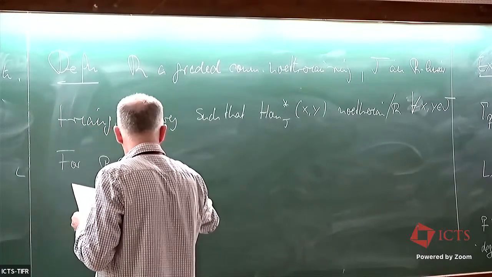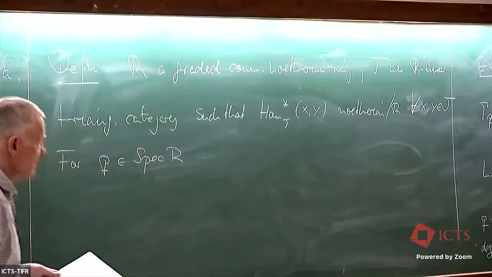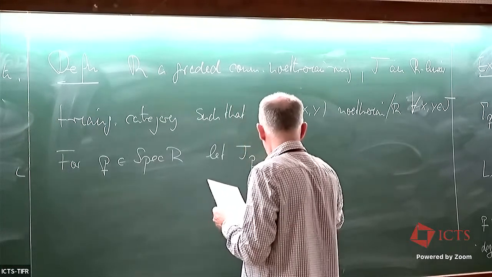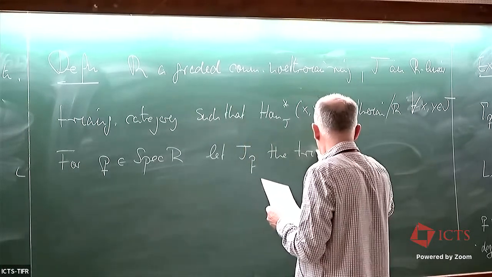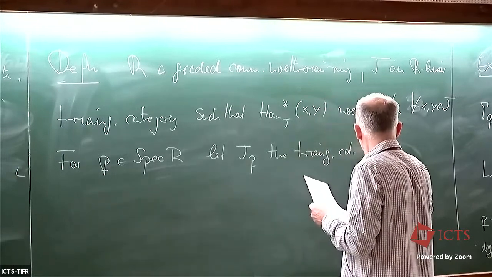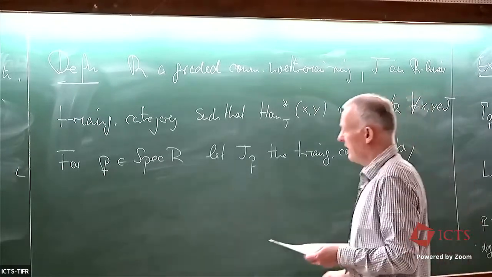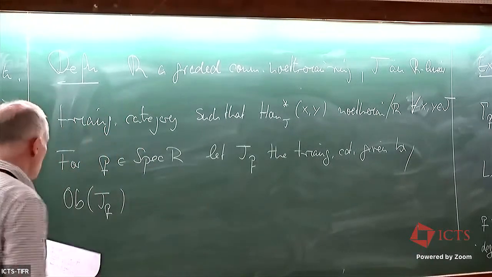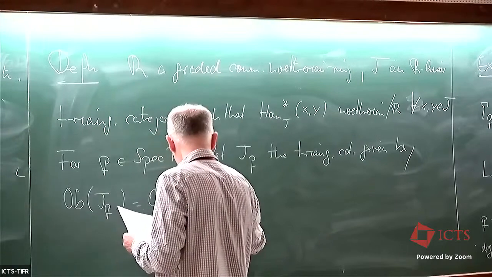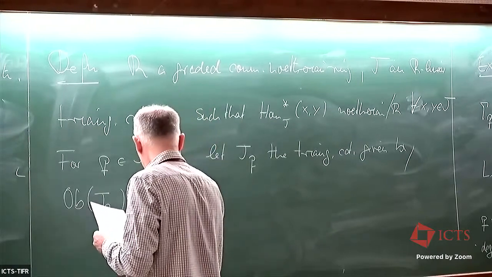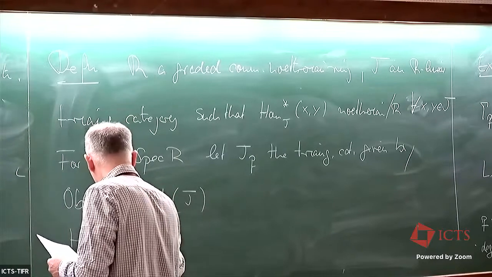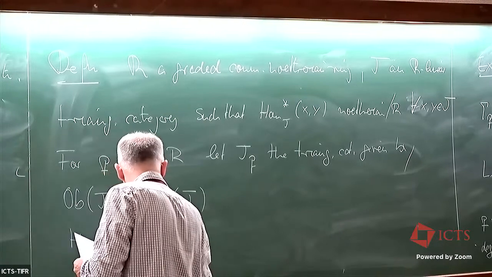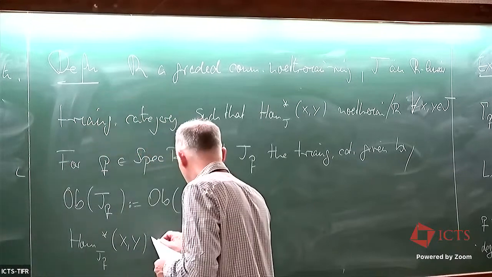a prime in Spec R, I want to define the localized category T_P, the triangulated category, given by the following. I keep the objects as usual. If I localize a category, I always keep the objects and only change the morphisms. So what are the morphisms? Well, I change the graded morphisms by just localizing them. The obvious thing to do.